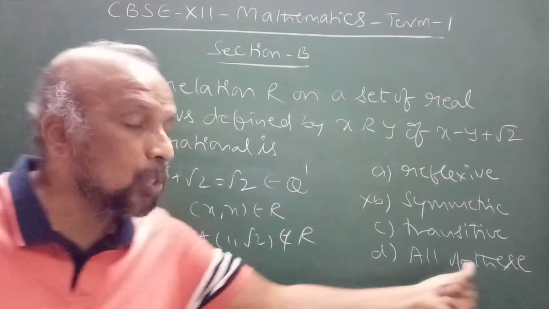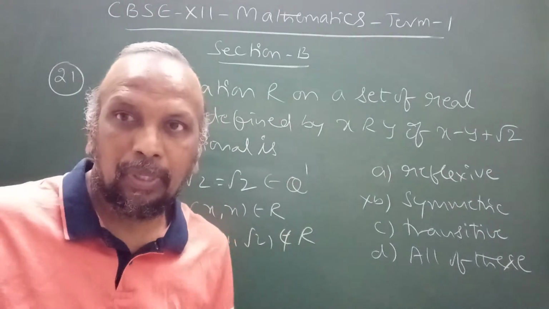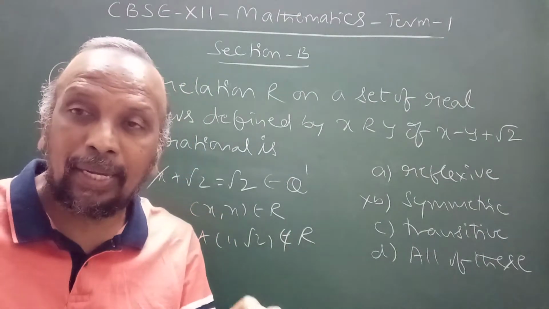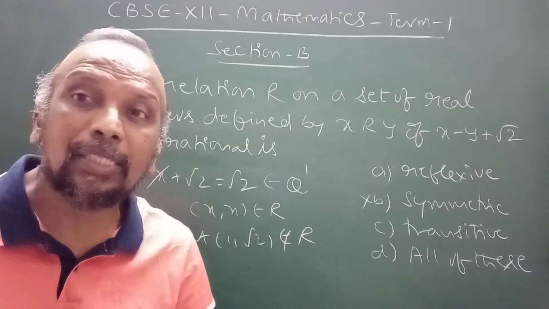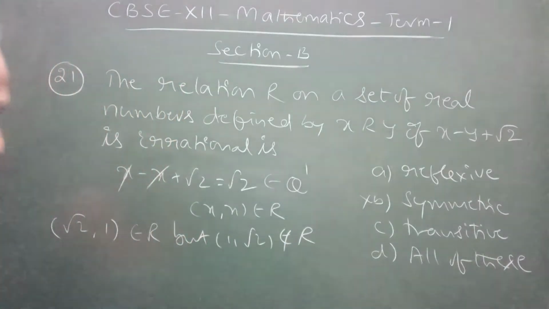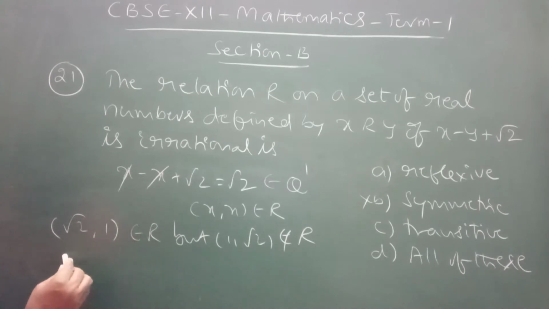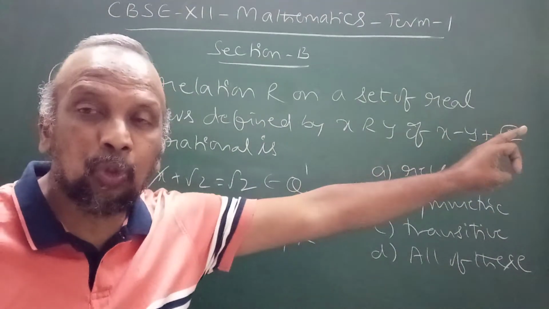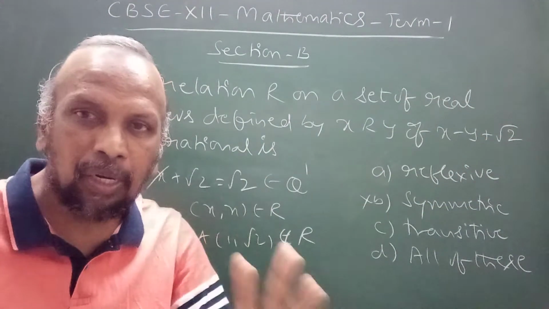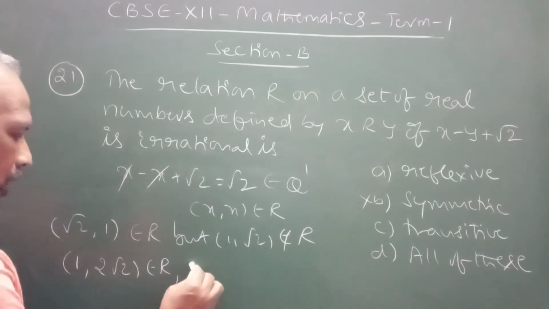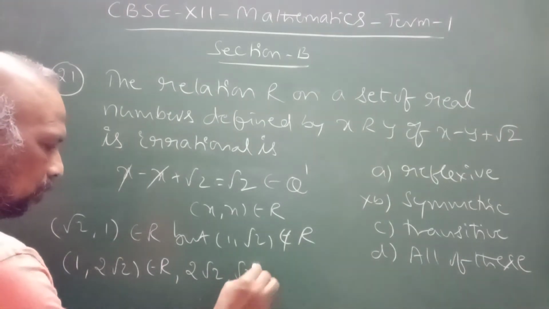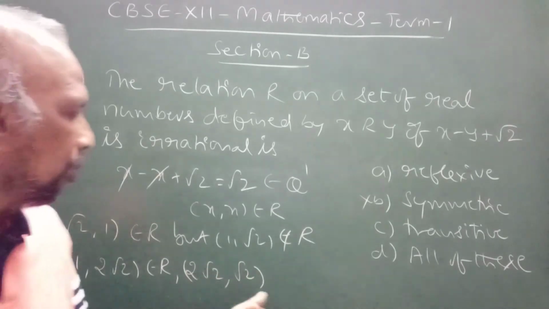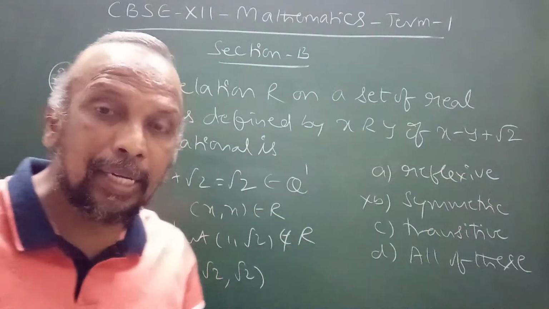Now we have to verify whether it is transitive. What is transitive? When (x, y) and (y, z) belong to R, then (x, z) should be in R. Consider (1, 2 root 2), which belongs to R. Check: 1 minus 2 root 2 plus root 2 gives 1 minus root 2, which is irrational, so it satisfies. Again, take (2 root 2, root 2). Check: 2 root 2 minus root 2 plus root 2 gives 2 root 2, again irrational.